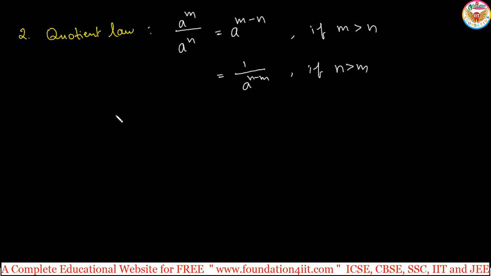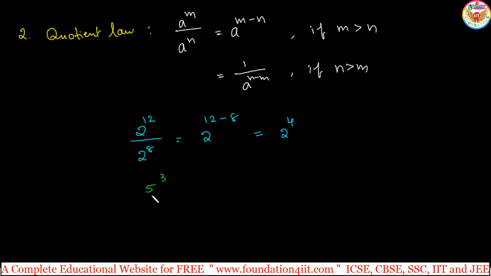Take 2 to the power 12 divided by 2 to the power 8. We can write 2 to the power 12 minus 8, because the numerator power is greater than the denominator power. Directly 12 minus 8 is possible, that is 4. So 2 power 12 by 2 power 8 is equal to 2 to the power 4.